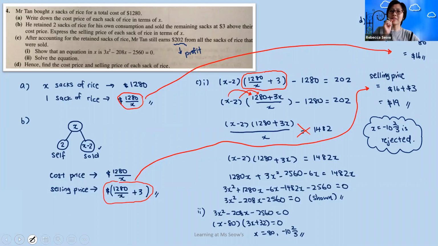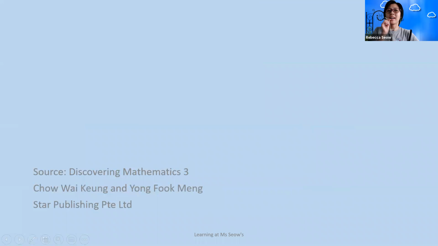I hope that you have found the explanations understandable and you're more confident of approaching this topic now. This question is taken from Discovering Mathematics 3 by Chao Wai Kiong and Yong Fuk Ming under Star Publishing Private Limited.